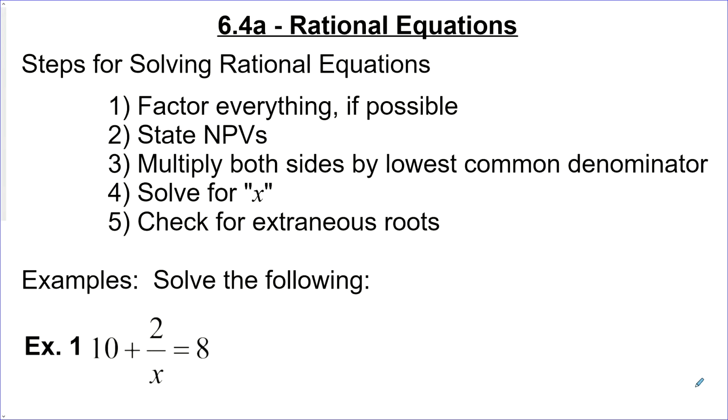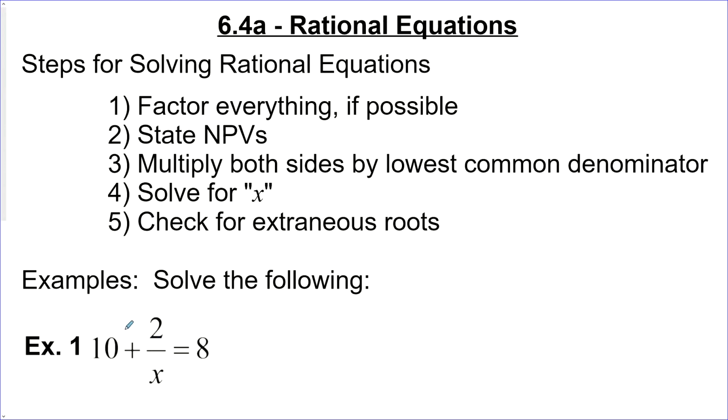6.4a rational equations. We're going to split 6.4 into two sections, one without word problems, and the next section will deal with word problems. For solving these given equations, factor everything if possible, state the non-permissible values before you get rid of that information, multiply both sides by the lowest common denominator, solve for x, check for extraneous roots. I put this step number 3 here just in case you're stuck. But really, it could just say, do algebra to solve for x.